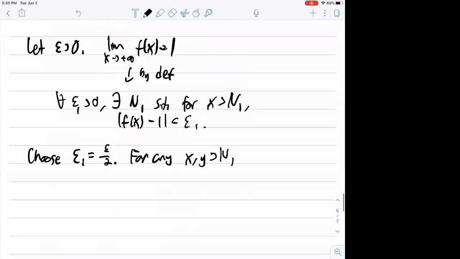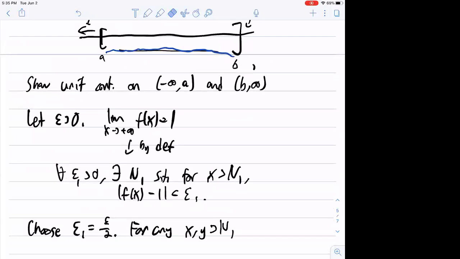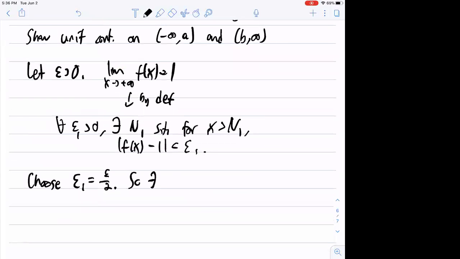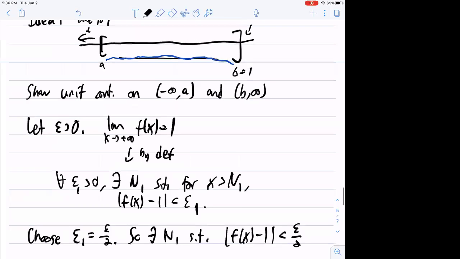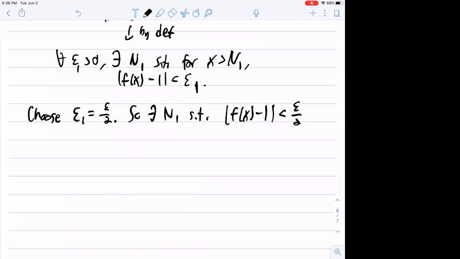Sorry, I skipped a step. So there exists n1 such that f of x minus 1 is less than epsilon over 2. So this is epsilon 1, right? Now I'm choosing my b to be n1. So in fact, you don't even need delta anymore, because for any x, y bigger than n1, that's why it's so cool. You don't even need them close together. They could be as far apart as you need.